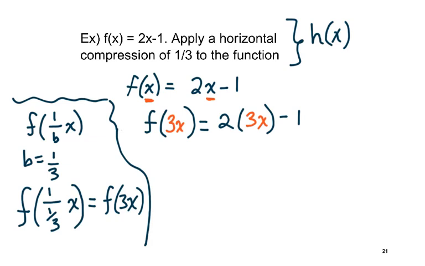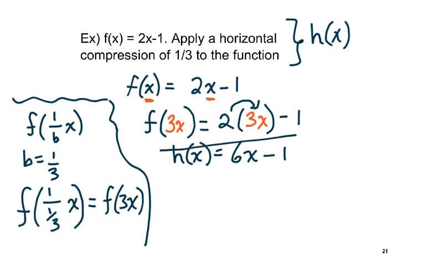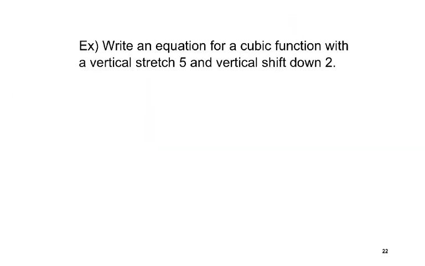We're going to do a translation of f of x to create h of x. And that translation is going to be cleaned up. So let's use the distributive method. That's going to be 6x. And then all we have to do is minus 1. So our new function h of x is 6x minus 1. Let's try our next one.